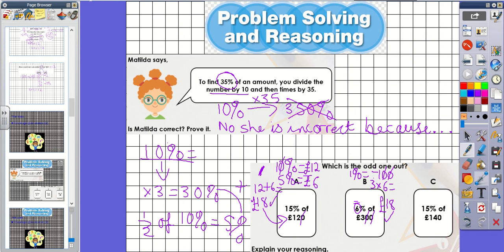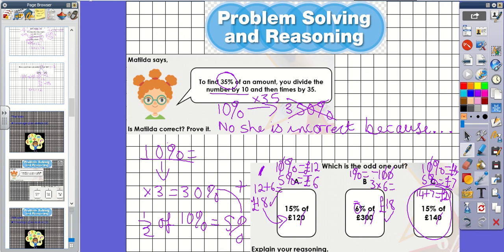Let's see what we've got for C. So let's work out 10%, which equals 14. Oops, there we go. 5%, which equals 7. 14 add 7 equals 21. So C is the odd one out, and then your working out is all of your answers here.